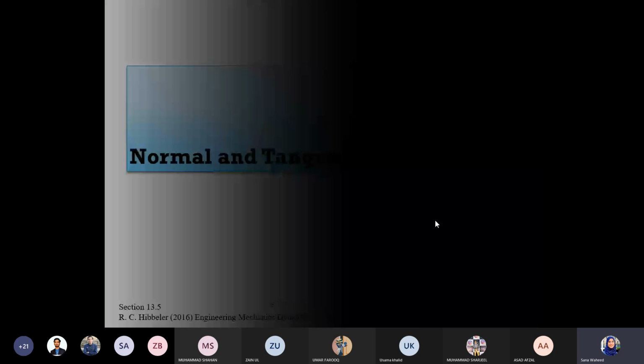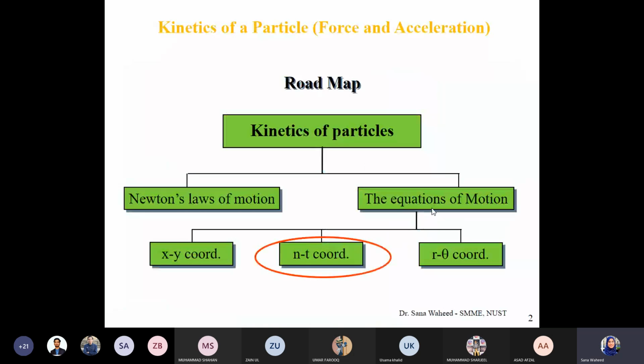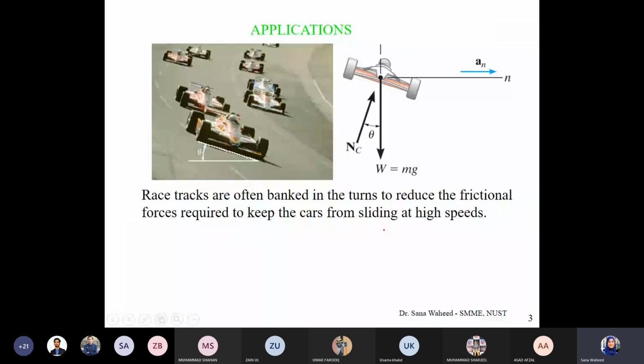Okay, so of course, as we're looking at the equation of motion, the next step is to then move on to the other coordinate system. So x y के बाद, as we've done in kinematics, हम nt coordinates को consider करेंगे rather than the r theta. Okay, so nt and then r theta, inshallah, tomorrow. So now, as always, let's start with some examples.